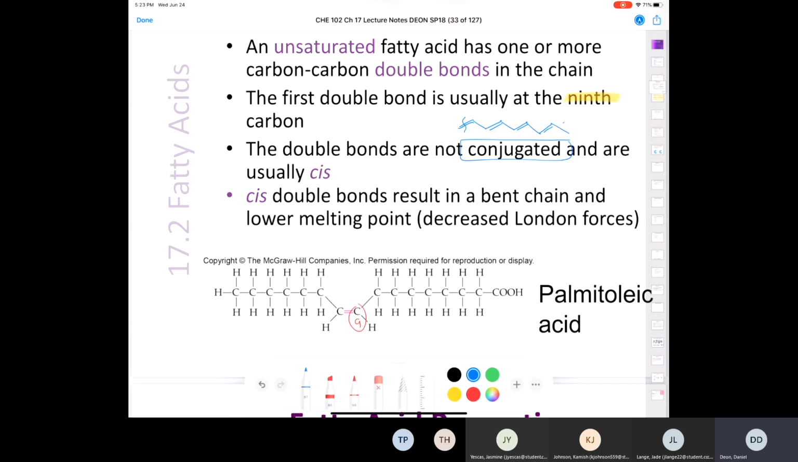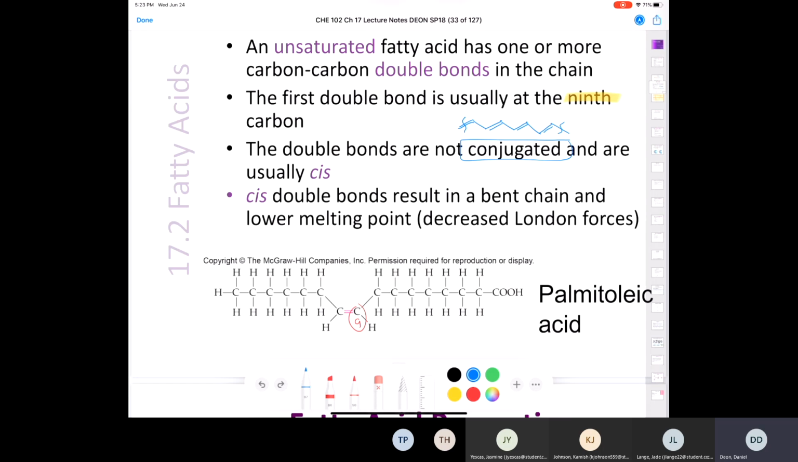That's conjugated, okay? Is when you have double and single bonds alternating. So you can clearly see that this is not conjugated to any other double bond. And it says here that cis double bonds result in a bent chain and lower melting point, or decreased London forces. I'll tell you what's really funny.